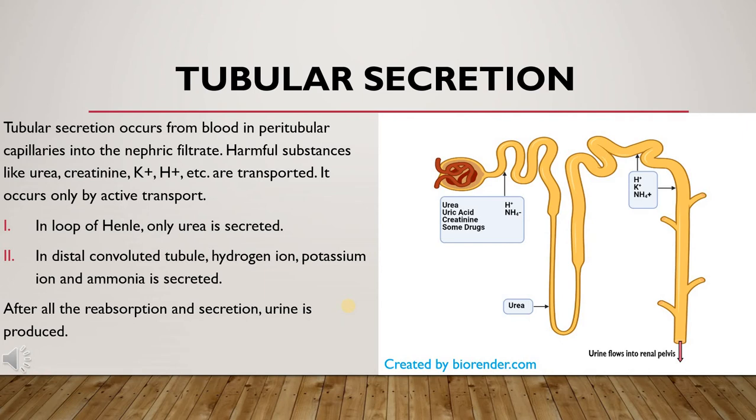After reabsorption, tubular secretion takes place. That is the last step of urine formation. Tubular secretion is the transfer of material from blood capillaries to the renal tubules. It occurs mainly by active transport.